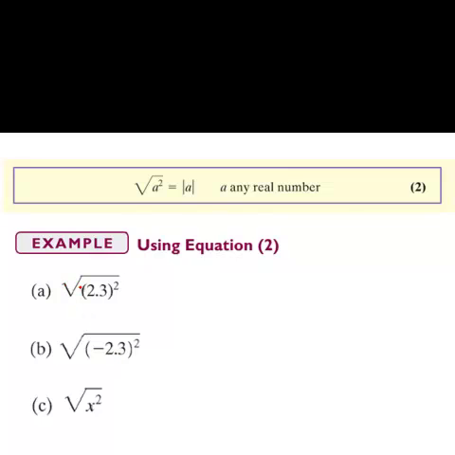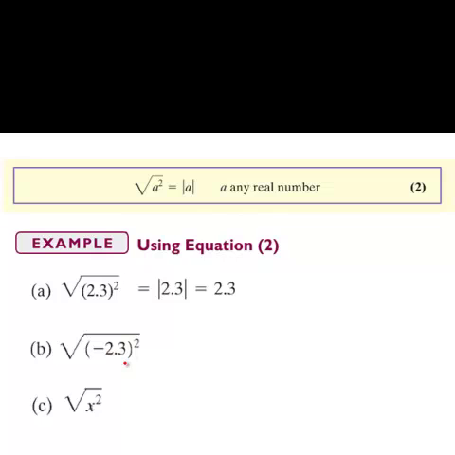Now, the square root is kind of like the opposite sort of operation as the square of a number. So the square root of the square of a number is going to be the original number. But when you take the square root of the square of a number, the result is actually the absolute value of that number, because you're squaring that number first, which will give you the positive of that number. And then when you take the square root, you're getting the principal square root, which is always positive, unless you're taking the square root of 0, which is 0. It's never going to be negative.